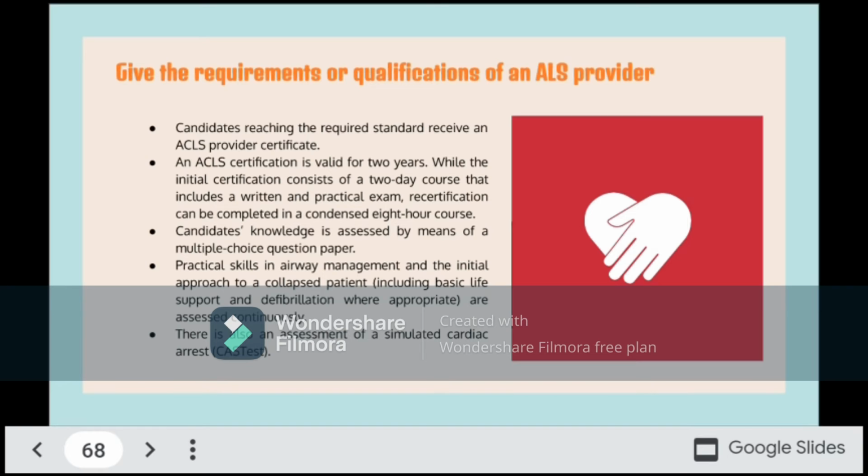So the candidate's knowledge is assessed by means of a multiple choice question paper. The practical skills, there's also a test in the practical skills in airway management and the initial approach to a collapsed patient. So this includes the basic life support and defibrillation. So these are continuously assessed and they are also updated based on the standard of care that was previously learned.